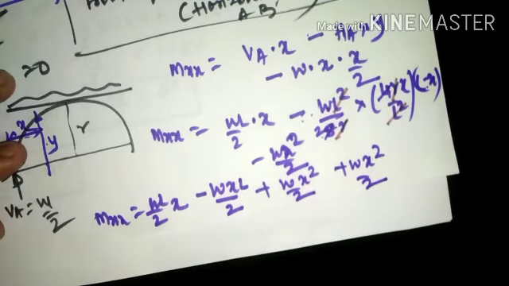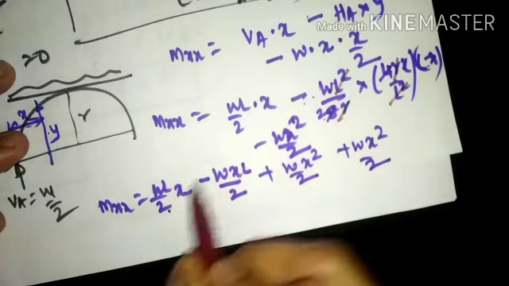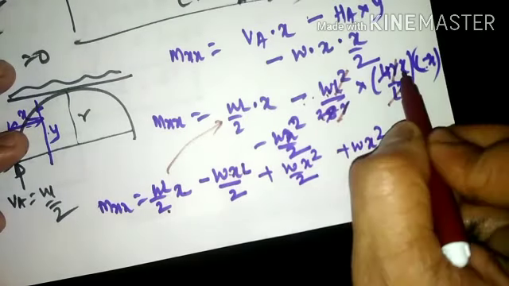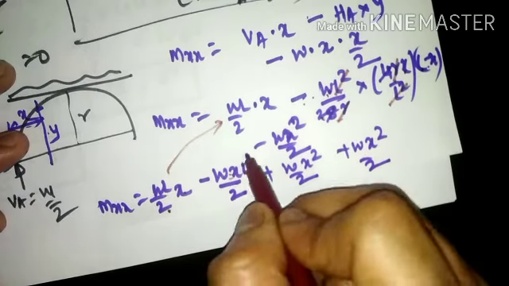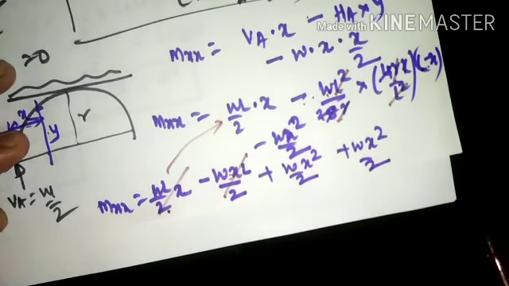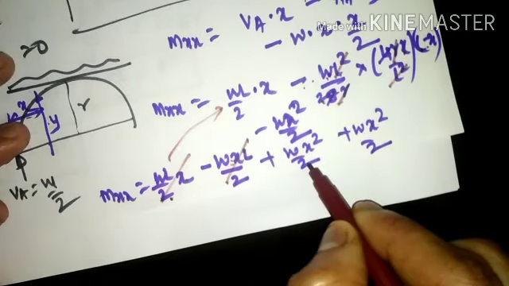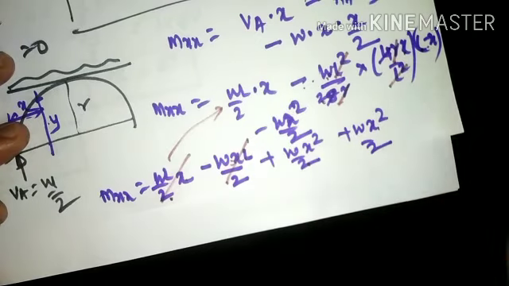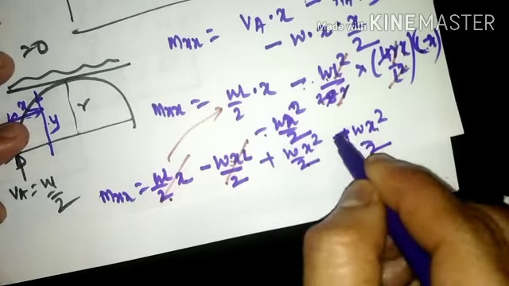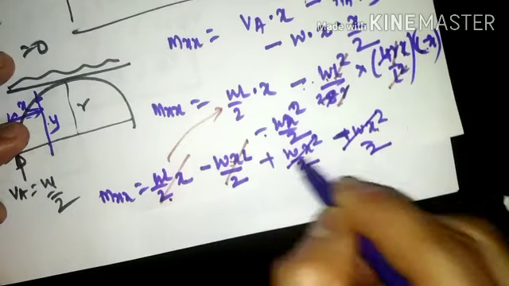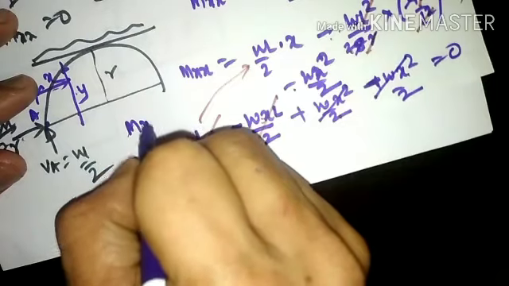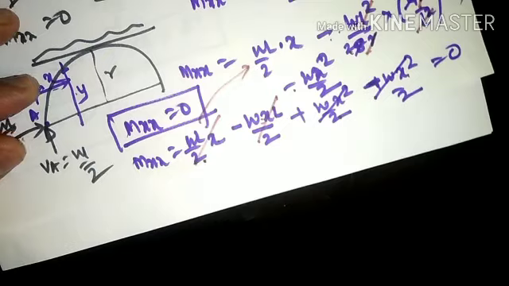As a result, if we observe W L x by 2, which is the first term here, and W x L by 2, which will be W by 2 into x into L, both will get cancelled, positive and negative. Similarly, W x square by 2, then minus W x square by 2, both will get cancelled. So net moment at x shall come out to 0. So M x shall come out to 0. So this is the derivation that was required.